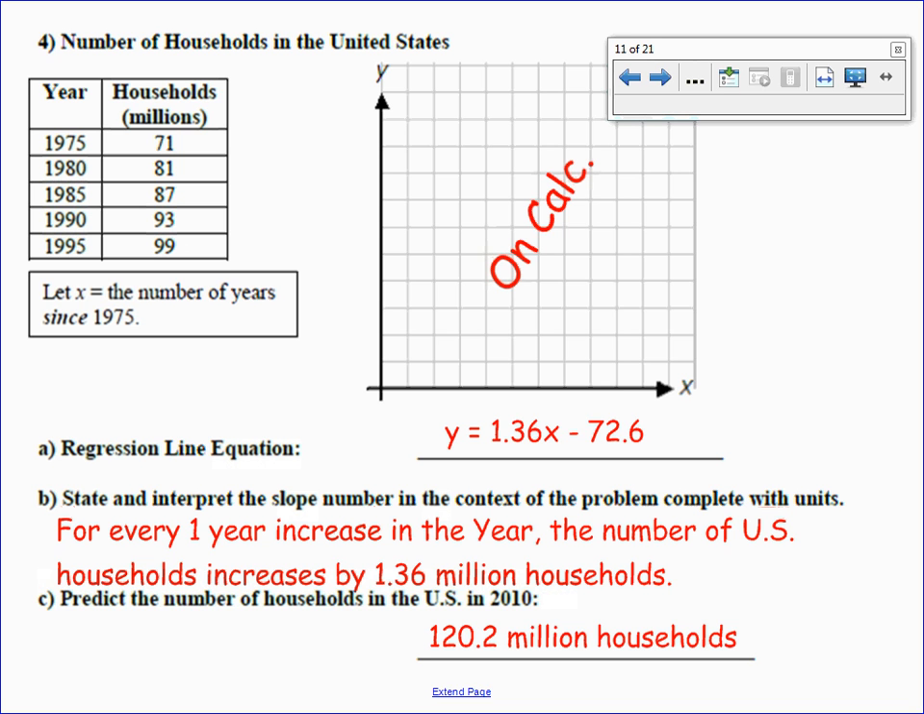For every 1 year increase in the year, the number of U.S. households increases by 1.36 million households. You could also say the number of households in the U.S. is increasing at a rate of 1.36 million households per 1 year.